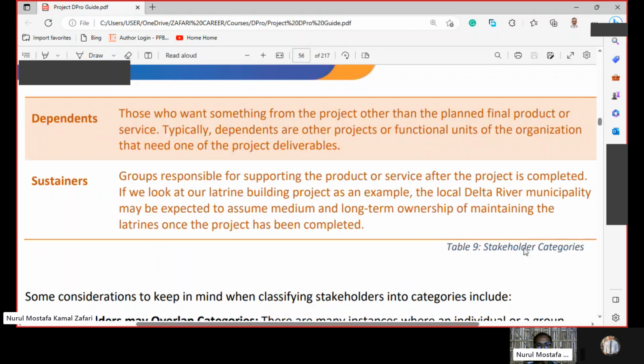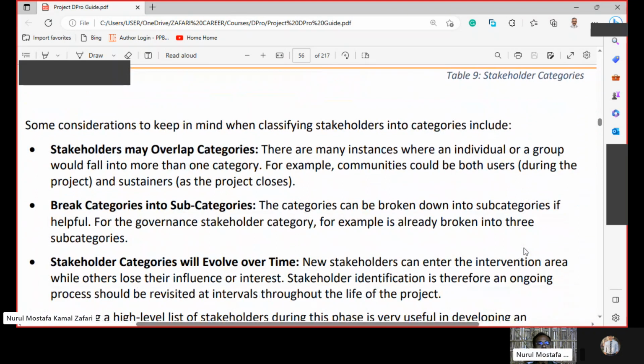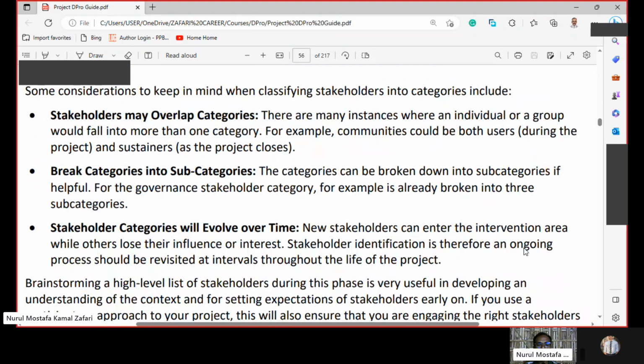Typically, dependents are other projects or functional units of the organization that need one of the project deliverables. Sustainers, groups responsible for supporting the product or service after the project is completed. If we look at our latrine building project as an example, the local Delta River municipality may be expected to assume medium and long-term ownership of maintaining the latrines once the project has been completed.